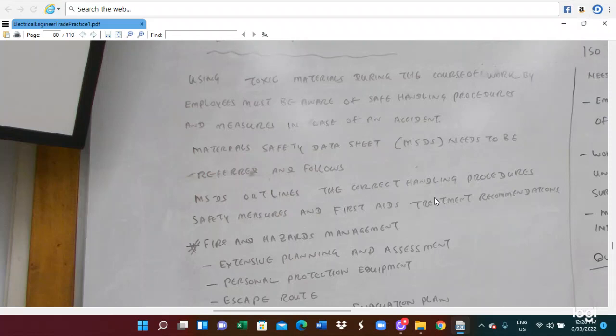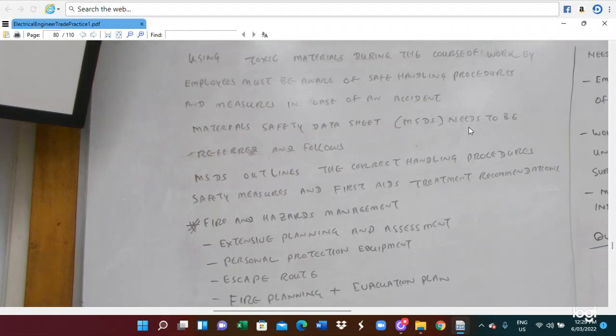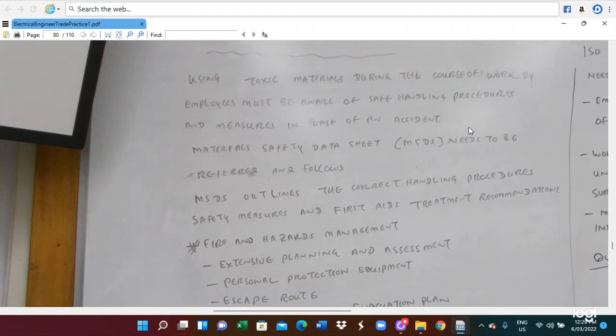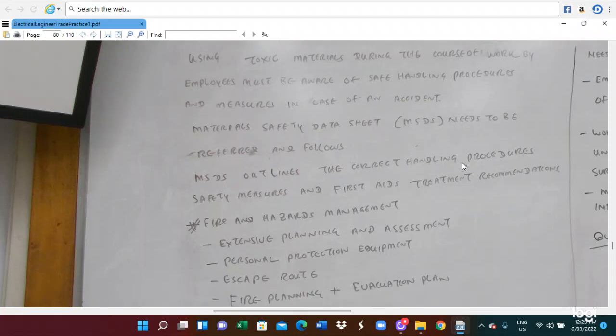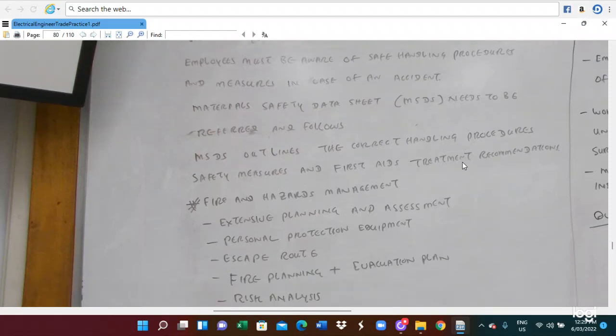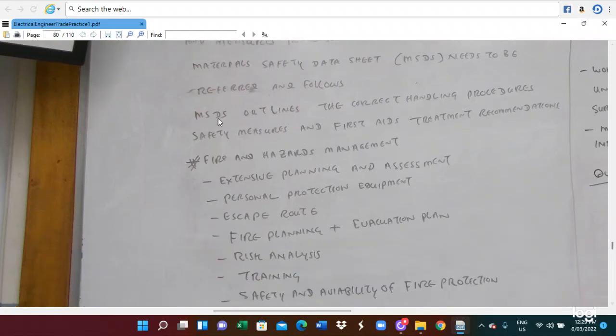In this case, we also need to be aware of the toxic material. Using toxic material during this work, the employer must be aware of how to safely handle the toxic material. So this is the important aspect. In this case, the safety data sheet is also important. The material safety data sheet must be utilized. So the material safety data sheet and SDS outline is also important.